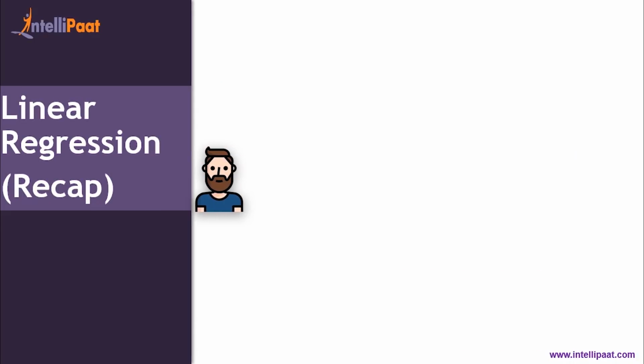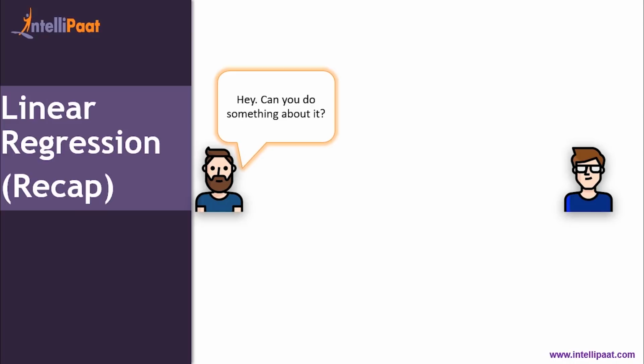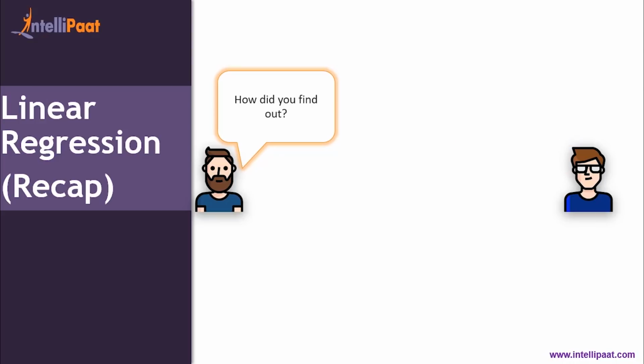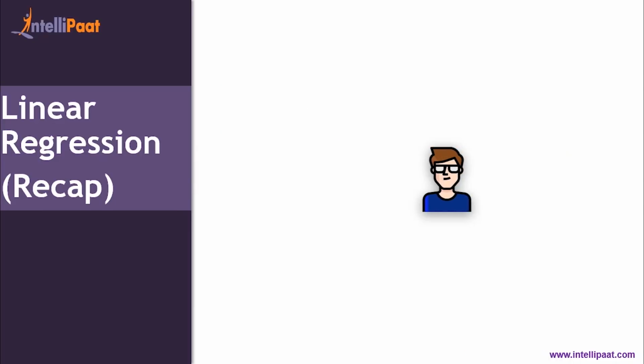So what he does, he goes to another friend of his, explains the whole situation, and asks him if he can do anything about it. He immediately says yes and starts doing some calculations. Then he says to Josh that spending X bucks can get her a property of area Y. Now Josh is confused and asks him how he found that out. The friend goes, simple linear regression. Now let's see how exactly he used simple linear regression to solve his issue.